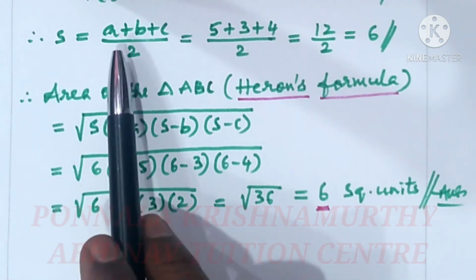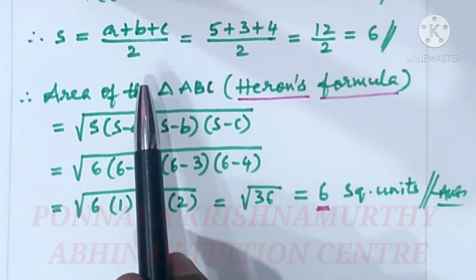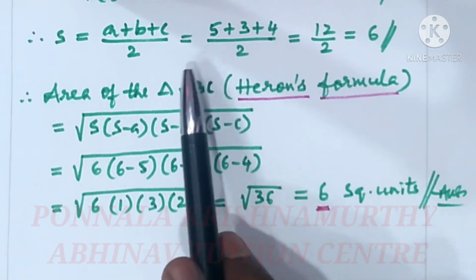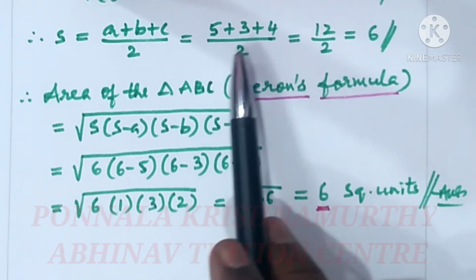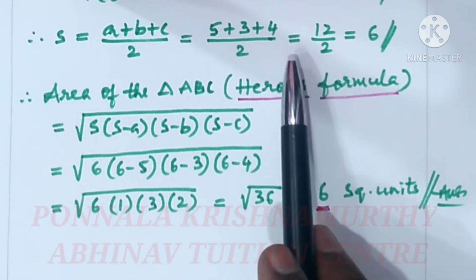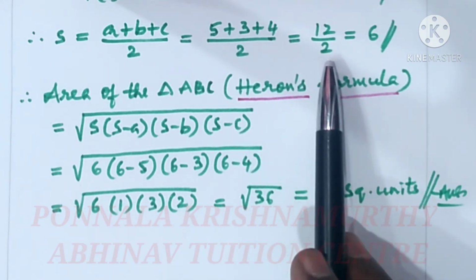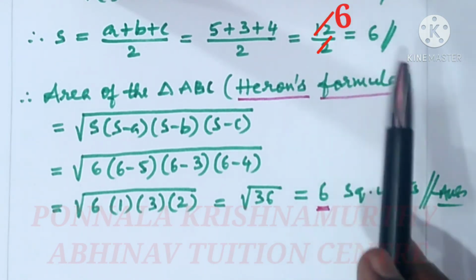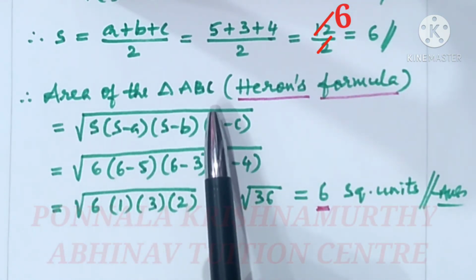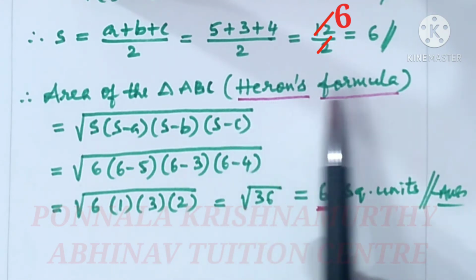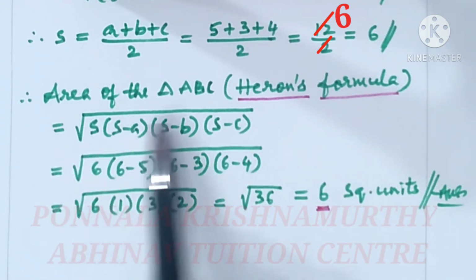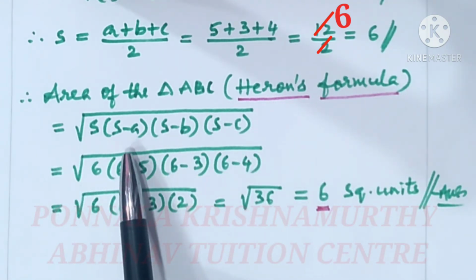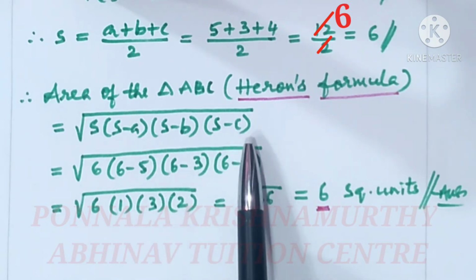Therefore S is equal to (a plus b plus c) by 2. a is 5, b is 3 and c is 4. So (5 plus 3 plus 4) by 2, that is equal to 12 by 2, that is equal to 6. Area of the triangle ABC in Heron's formula is equal to under root S into (S minus a) into (S minus b) into (S minus c).